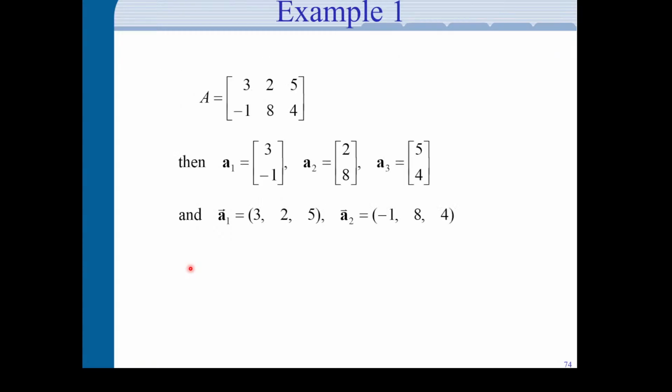And let's see these are some examples. So A is [3 2 5; 1 8 4]. So the first column vector will be this, 3 and 1, and here we have the second column vector, and here we have the third column vector, and then we have the first row vector, this thing, and the second row vector. Okay. This should be quite intuitive, just a notation for column vector and row vector.